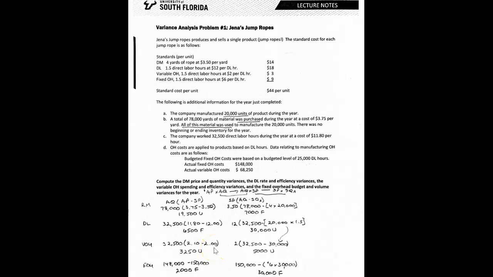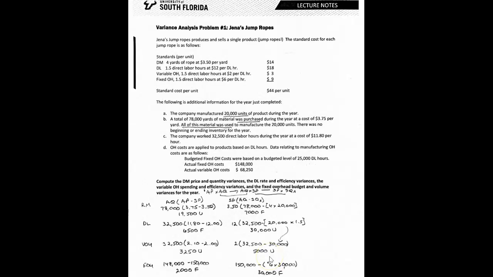Okay. Now on the efficiency side, it's going to be the standard rate, which was $2 per direct labor hour, times the difference in hours, and our actual hours are 32.5, and we should have had 20,000 units of product times an hour and a half a piece. That was the plan here, 1.5 direct labor hours each. That's our 30,000. So our variance here then is $5,000 unfavorable.